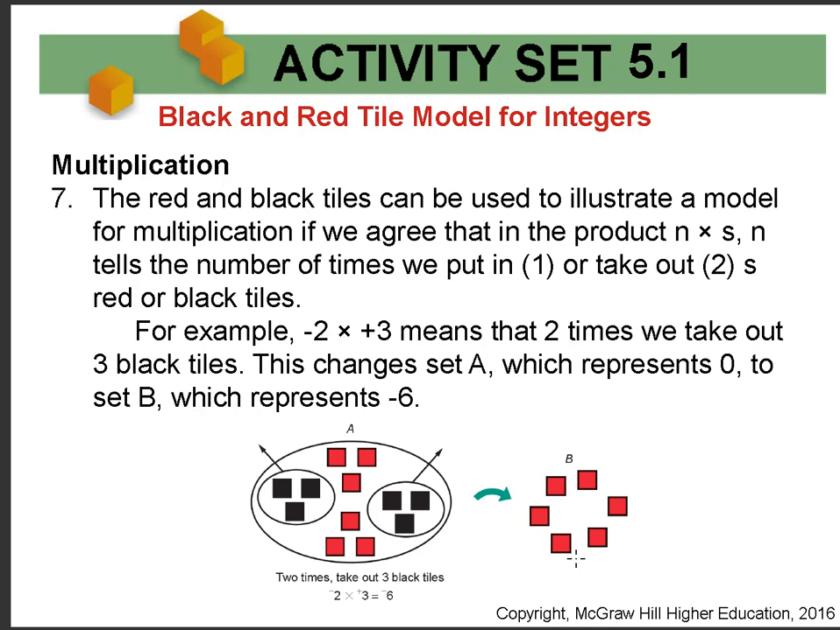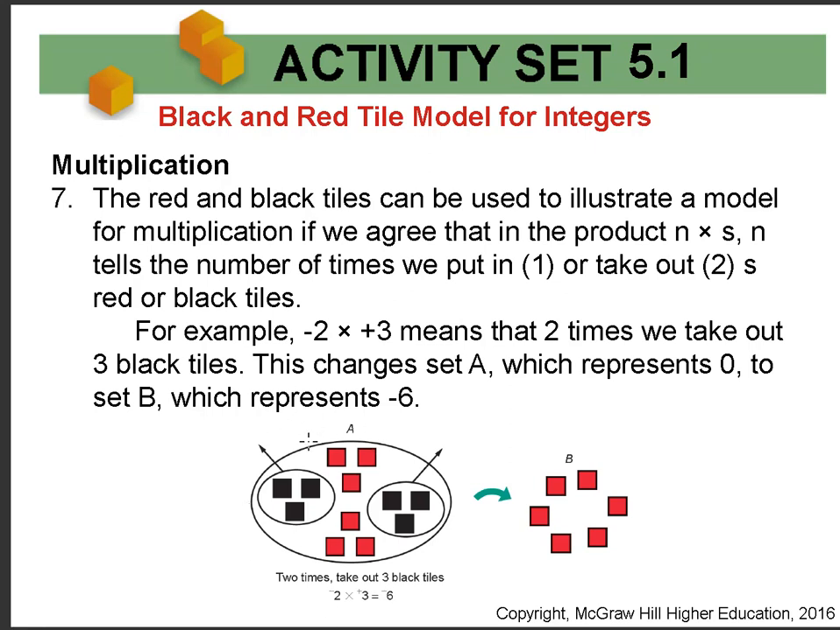So n, the first factor of our product pair, we either put in or take out. And S, the second factor of our product pair, is the number of tiles. So -2, we're going to take out because it's negative, and then times +3, that's 3 black tiles. So 2 times we're going to take out 3 black tiles. Of course, you'll want to know where are we taking them from.